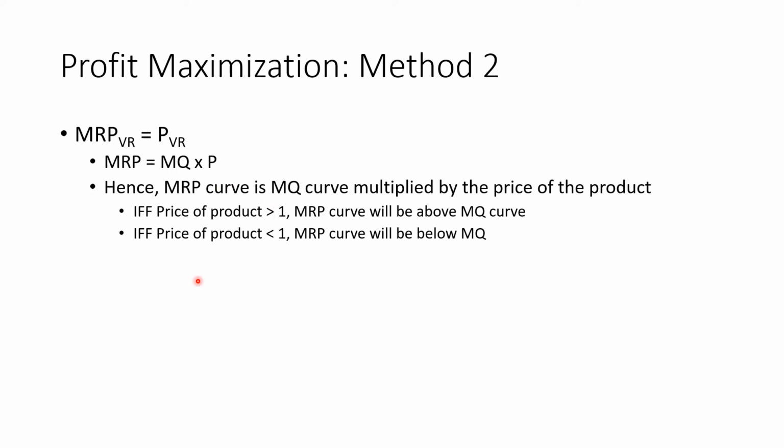Okay, now, and I just kind of make a footnote here that if the price of the product is greater than 1, then the marginal revenue produced will be above the marginal quantity curve. It'll multiply. If the price of the product is less than 1, the marginal revenue curve will be below the marginal quantity.